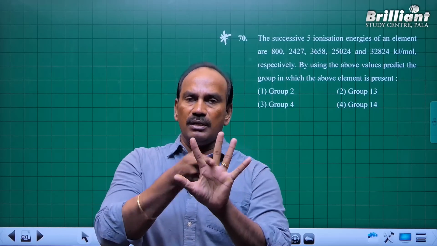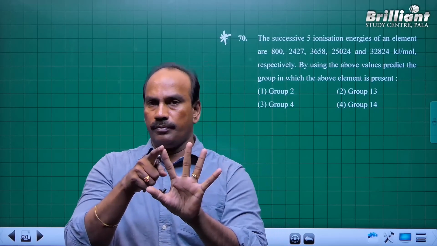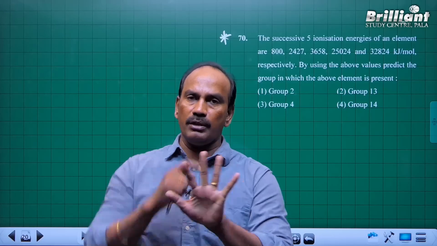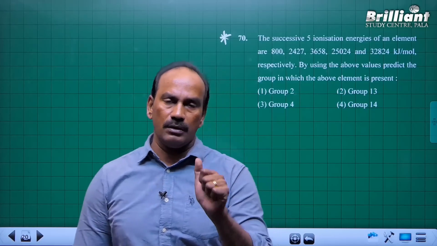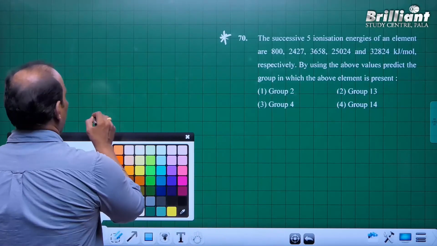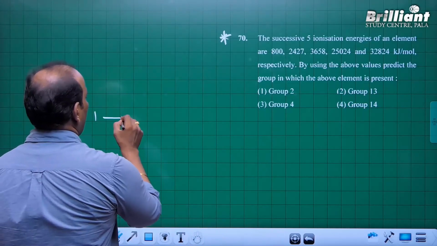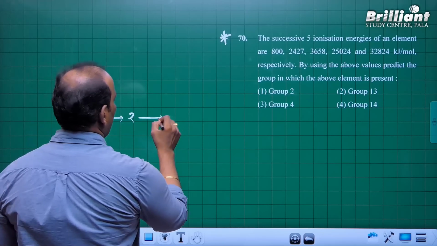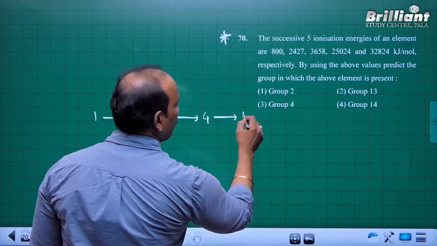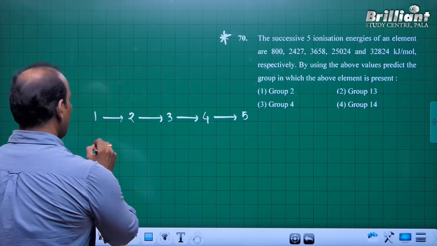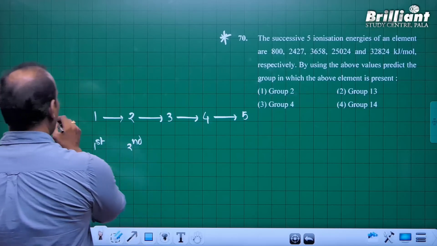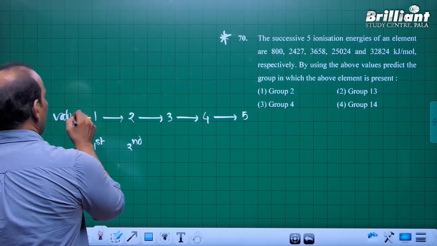Here, that is called the second group. This is the 13th group, this is the 14th group, this is the 15th group. Clear? There is a sudden jump between 1 and 2. Values 1, 2, 3, 4, 5 are given.